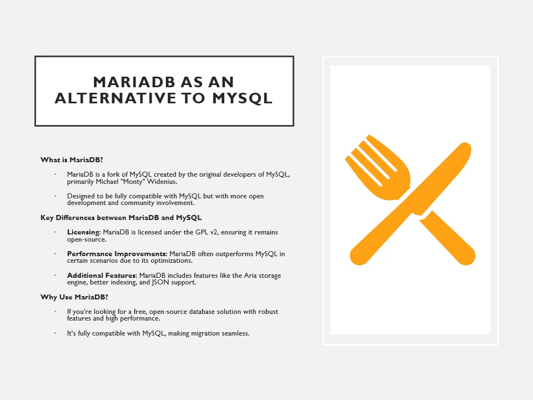So when you have two software options and one has better optimization, it's best you pick the one with the higher optimization. Additional features of MariaDB include things like the Aria storage engine, better indexing, and JSON support, which supports Java web pages. So these are some of the key differences between MariaDB and MySQL.